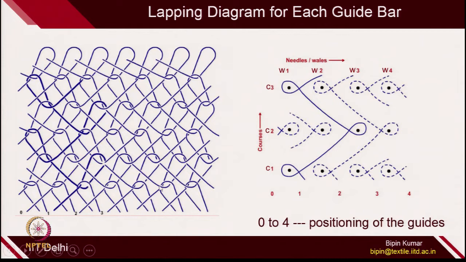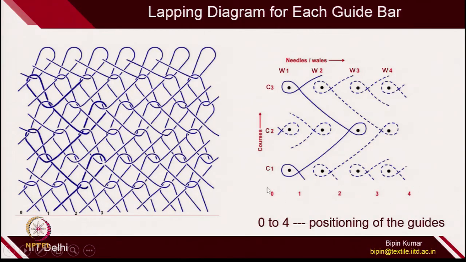To describe the lapping diagram of each guide, we first have to denote some numbers or a starting position, which is expressed here. On the left side of this column, the position is 0. After the first column, the distance between these two columns is represented by number 1. Then the second column starts. After finishing the second column, we have number 2, then number 3 and number 4. Basically these 0, 1, 2, 3 and 4 indicate the positions of guides before making the course. These are the needles, denoted by dots, and the guides are standing at the back side of the needles at their respective positions. The first guide is standing on position 0, the second guide on the first position, the third guide on the second position, the fourth guide on the third position, and the fifth guide on the fourth position.